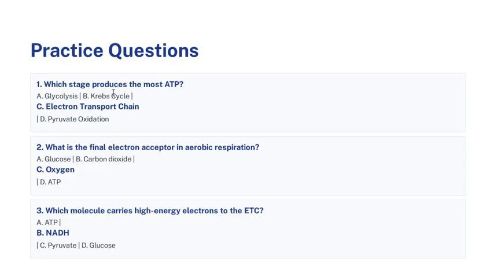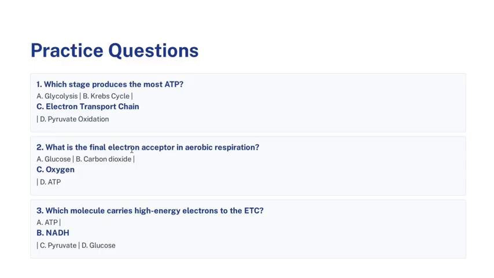Which stage produces the most ATP? It's gonna be the ETC, as this produces a net 0, 2, 2, and then 30 to 32.